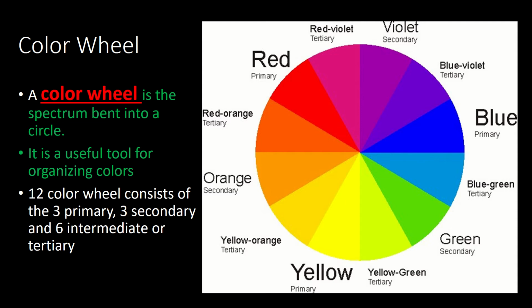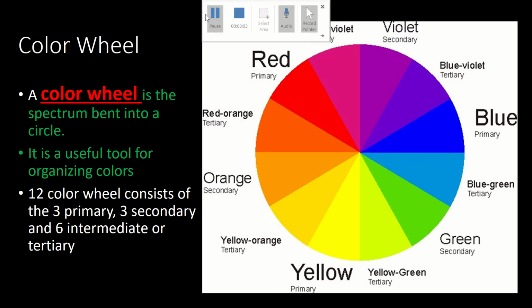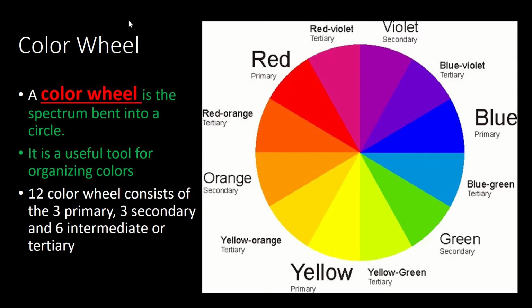Now, the color wheel is a spectrum bent into a circle. It is basically your rainbow turned into a circle. This is a useful tool many designers use to organize colors. As you can see out there in the real world, there are many businesses who use the color wheel to organize their color schemes. The color wheel consists of 12 colors, which are 3 primary, 3 secondary, and 6 intermediate or tertiary colors.